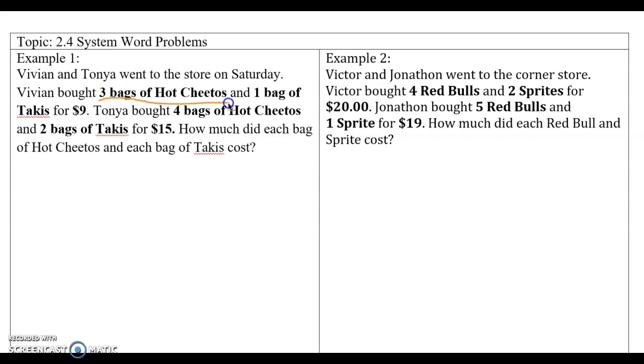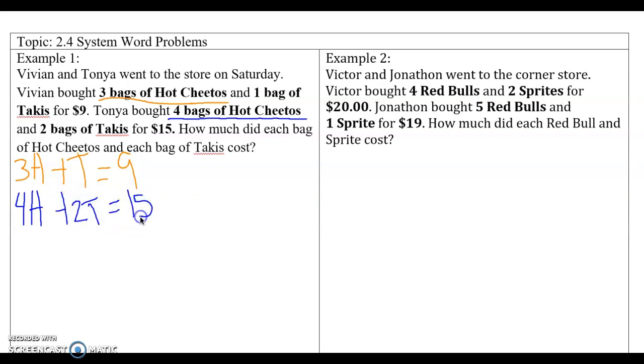So Vivian and Tanya went to the store on Saturday. Vivian bought 3 bags of hot Cheetos, so 3 times H, plus 1 bag of Takis. So you could just put T, you could put 1T for $9. So I spent $9. Okay? Versus Tanya bought 4 bags of hot Cheetos plus 2 bags of Takis.